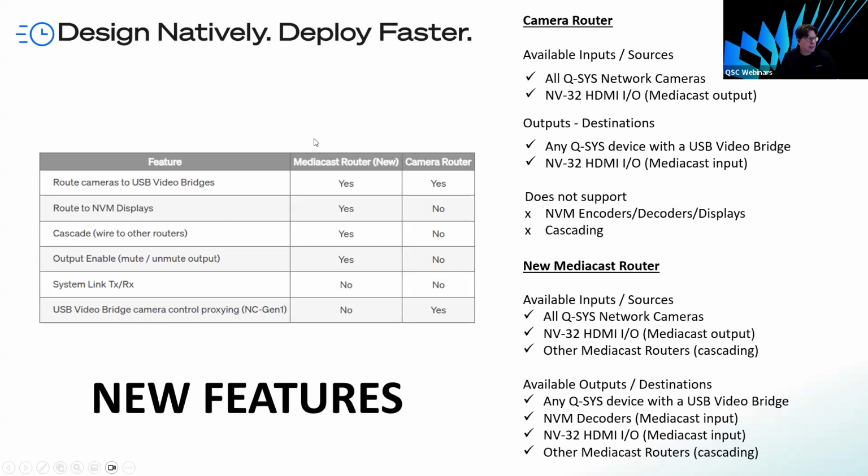So you can take a look at this chart. And again, this chart is in the help file. If you ever want to go see it again, you can just go into our help file and look for the camera router or the MediaCast router. All right, so that's one of our new components.